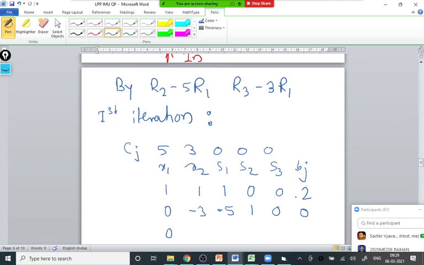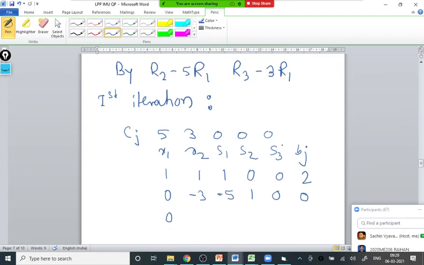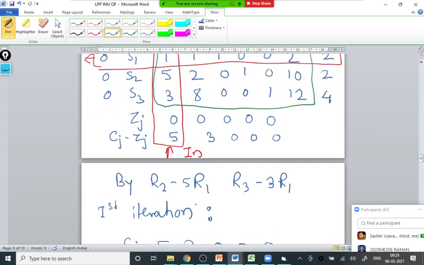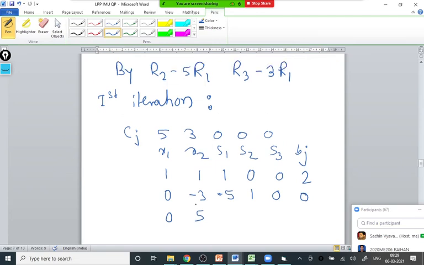Next we have R3 minus 3 R1. Now what is R3 here? R3 is 8. 8 minus 3 is a 5. Then R3 is 0, 0, 0, 1. Minus 3 R1, so minus 3, 0, 1. And I think there is 12. 12 minus 6, that is a 6. I hope you are getting this calculation.